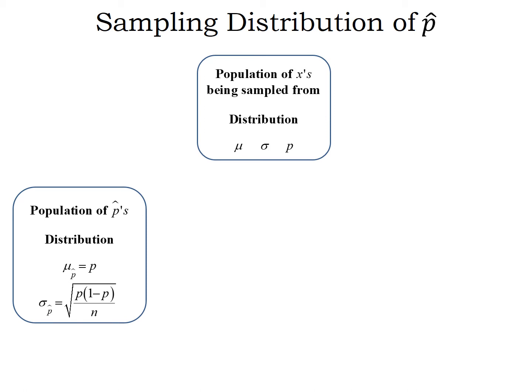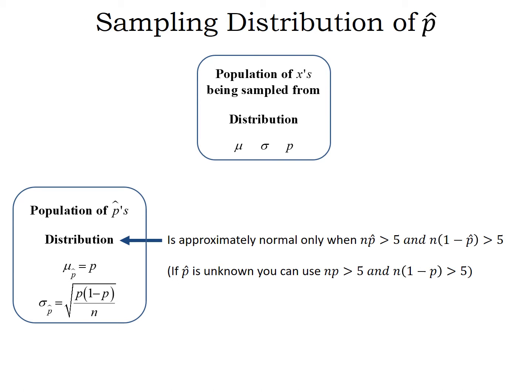To find probabilities involving p hat, our sample proportion, we need to remind ourselves what we know about the distribution of p hat. We know the mean of p hat is equal to the true proportion. The standard deviation of p hat is directly related to that same proportion and the sample size. And we know that the distribution of p hat is approximately normal when n times p hat is greater than 5, that is, our observed frequency is greater than 5, and n times 1 minus p hat is greater than 5.